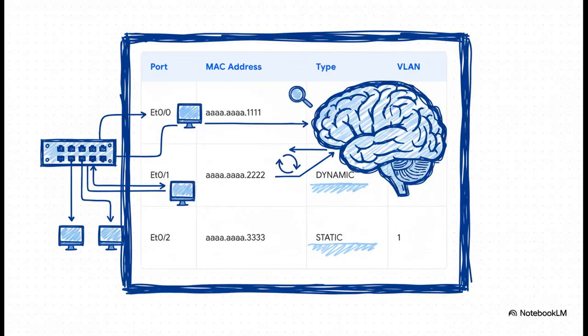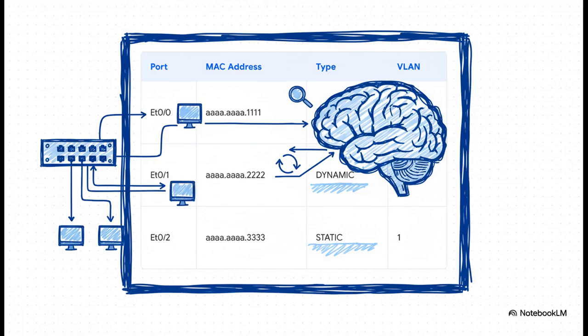And here it is. This is what that brain looks like. It's just a simple table. It maps a device's unique MAC address to the physical port it's plugged into. We'll get to what that type column means in just a bit, but the goal is super simple. When a message shows up for AA1111, the switch just glances at this table and knows, I only need to send this out port ET0/0.